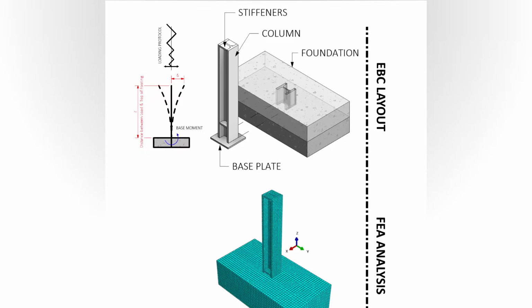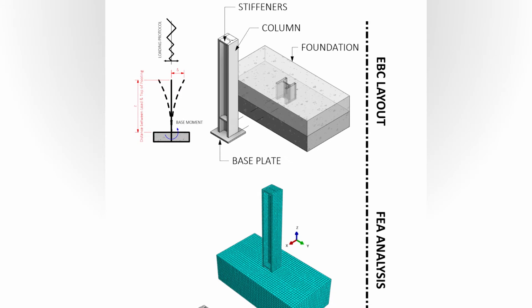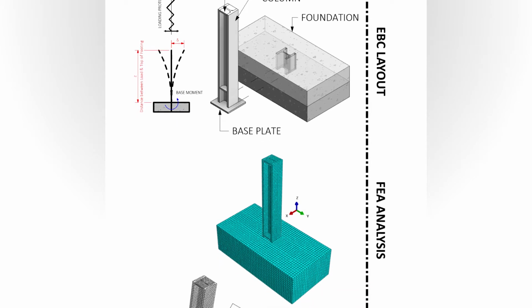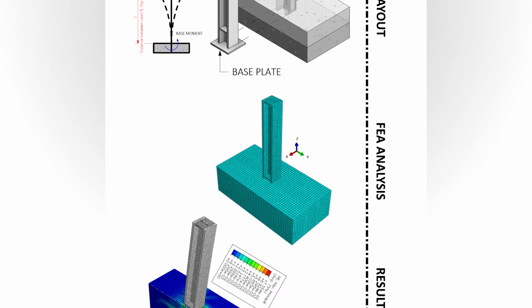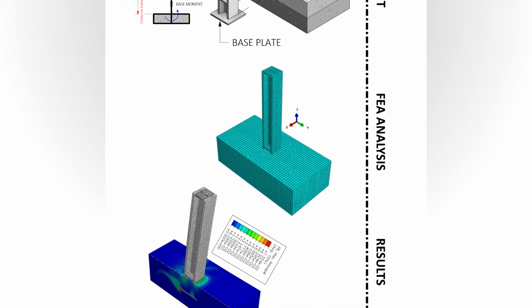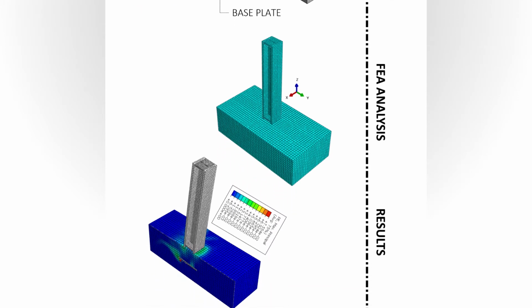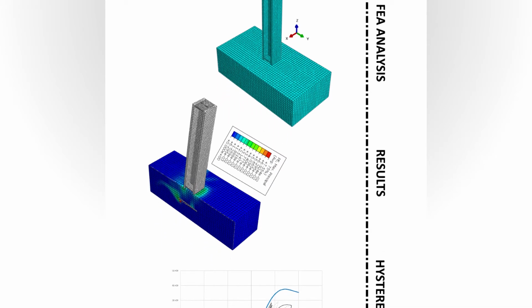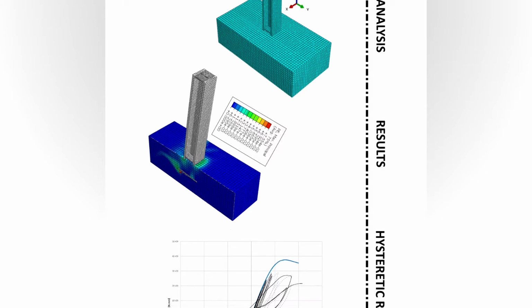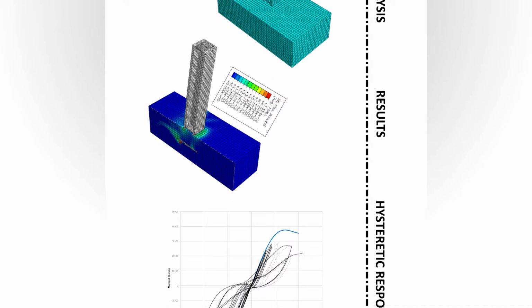In this graph, we can see a general layout on how the analytical model was developed. First, we begin with the connection layout and its geometry. Then we move on to the finite element analysis model. We obtain the results and then we can calculate the hysteretic response of the connection.